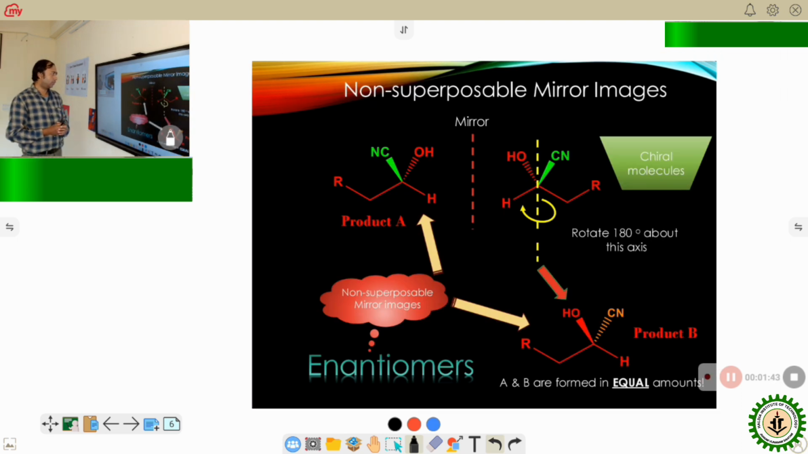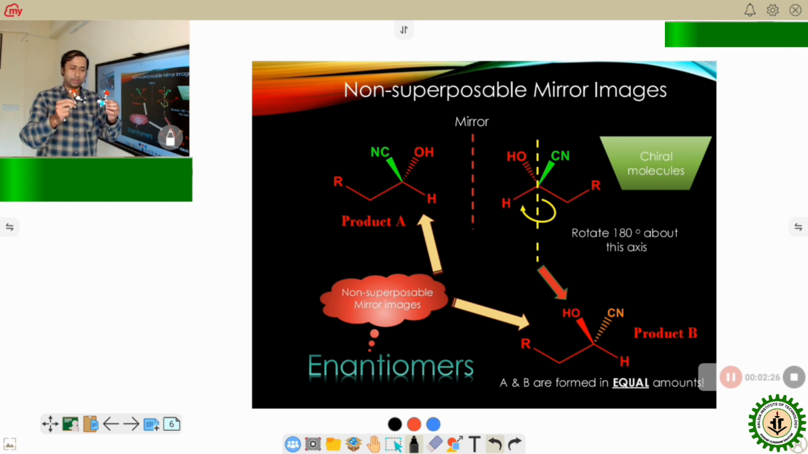So now what we see is product A and product B. In product A we have cyanide above the plane of the board, and in product B cyanide is behind the plane of the board. If I look at these two products, they are not the same molecule. So we have two different cyanohydrin products from the reaction of the aldehyde with cyanide, product A and product B. If I take a mirror image and then rotate, I do not get product B. They are non-superposable mirror images, so they cannot be superimposed.